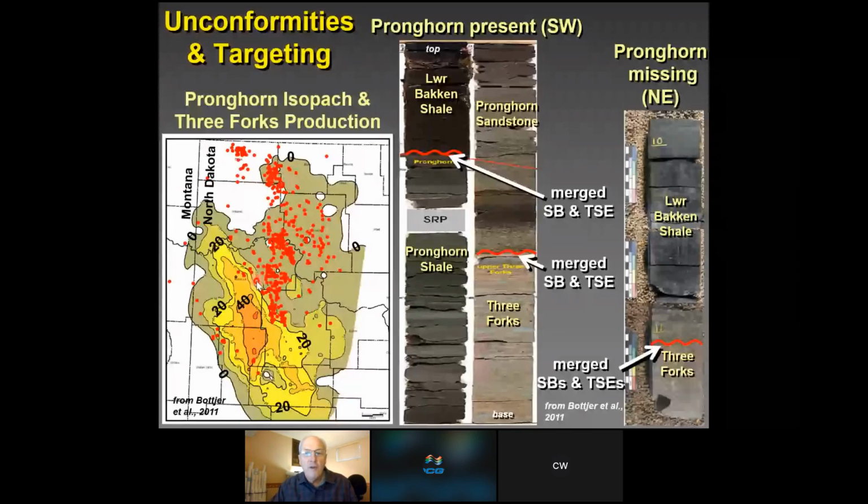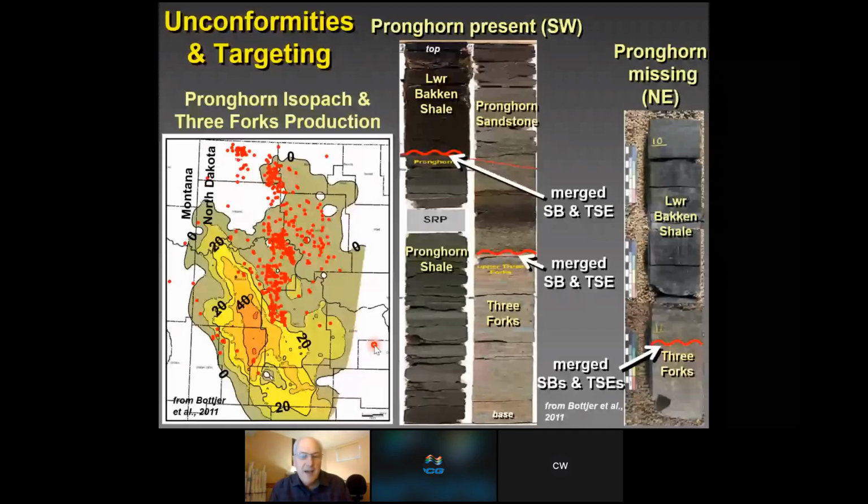Once the Pronghorn becomes greater than 20 feet thick, in between the lower Bakken Shale and the Three Forks, the oil could not be expelled from the Bakken Shale through the Pronghorn into the Three Forks. The Pronghorn is a thief zone. So when you get above 20 feet for the Pronghorn shale and sandstone, a couple companies have tried it, had really poor results. And you can see companies have stayed away from this Pronghorn thick. They've stayed away from drilling the Three Forks there because the Three Forks is not saturated.